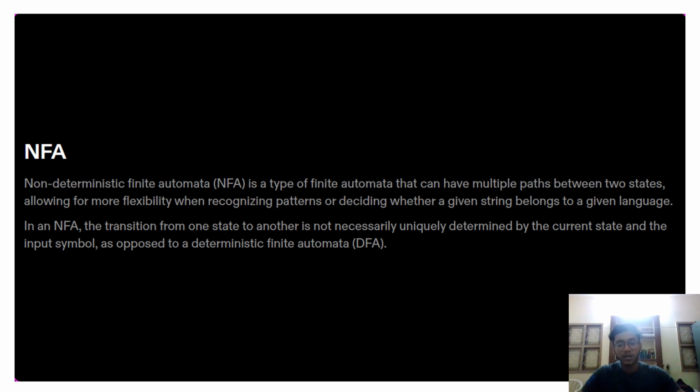Non-deterministic finite automata are a powerful tool for recognizing patterns in strings of characters. Their ability to explore multiple paths simultaneously makes them well suited for use in applications such as natural language processing and parsing.